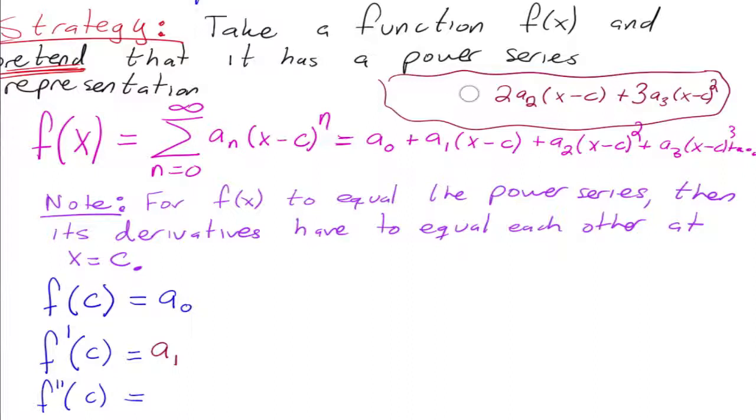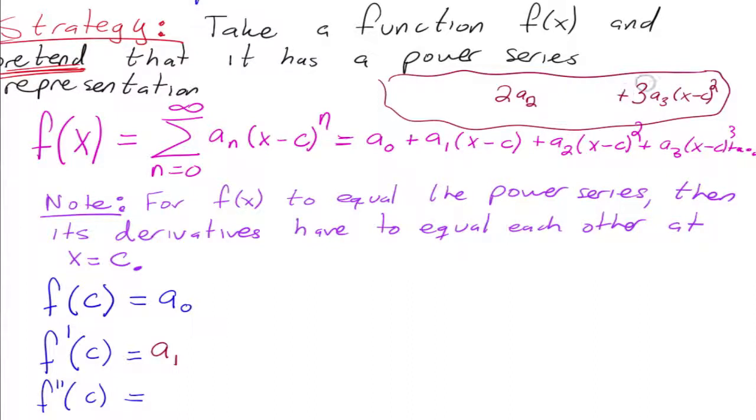Turns into 0, right? And then what happens to 2a2x minus c? What's the derivative of that? 2a2, right? Okay. And then what's the derivative of 3a3x minus c squared? What would that equal to? 6, right? 3, you bring down the 2, right?